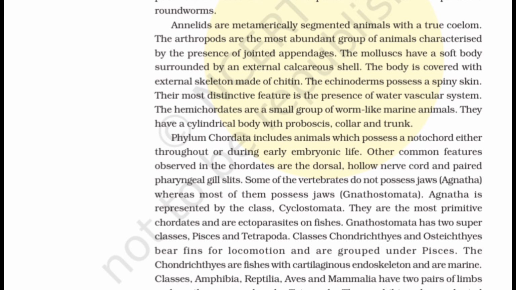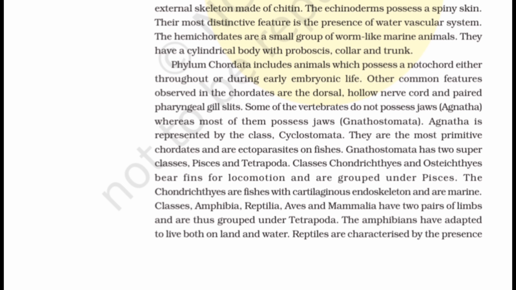Some of the vertebrates do not possess jaws, Agnatha, whereas most of them possess jaws, Gnathostomata. Agnatha is represented by the class Cyclostomata. They are the most primitive chordates and are ectoparasites on fishes. Gnathostomata has two superclasses, Pisces and Tetrapoda. Classes Chondrichthyes and Osteichthyes bear fins for locomotion and are grouped under Pisces.